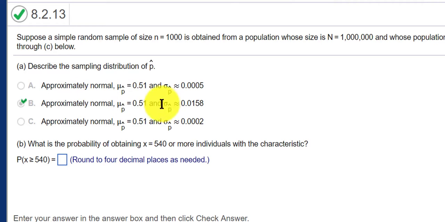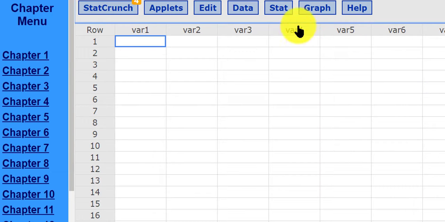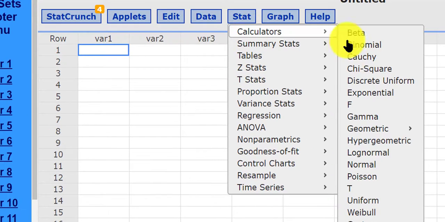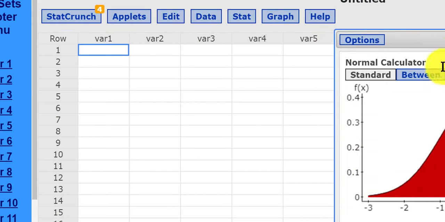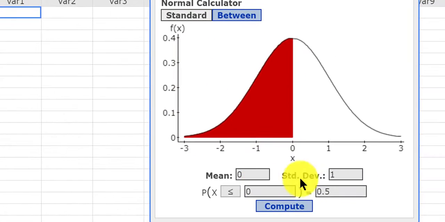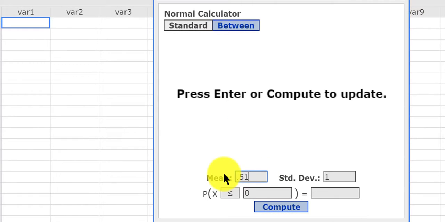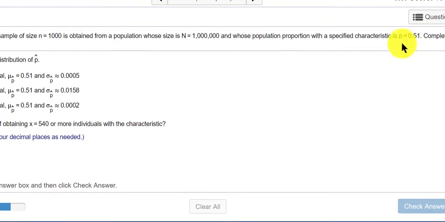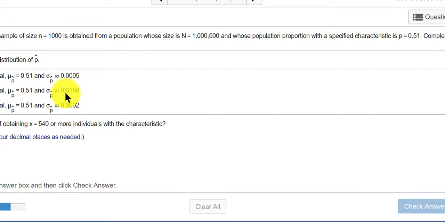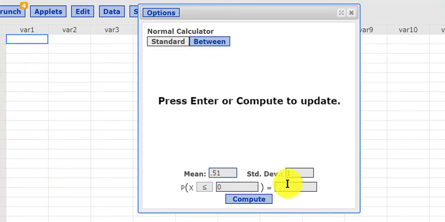So now it says, okay, using this information, what is the probability of obtaining x equals 540 or more individuals? So if we go to StatCrunch and press Stat, Calculators, Normal, again, if we were just using a regular mean and standard deviation, you can put your values here and you can compute any probability. So I think we had 0.51 was given to us, right, 0.51, and our standard deviation was this 0.0158. So I'm going to put in 0.0158.